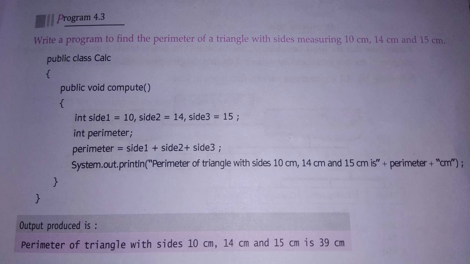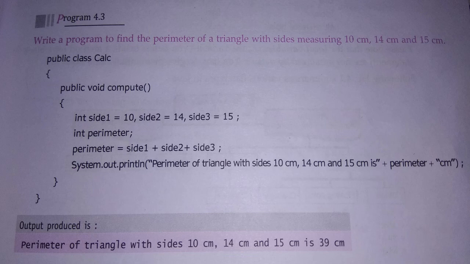But first of all, the joining operator plus. And then I want to give the answer in centimeter. So again, cm cannot be added directly, we will write it in message form only. So again we will write it in double quotes. Finally your output will be: perimeter of triangle with sides 10 centimeter, 14 centimeter and 15 centimeter is, as it is, till here. And then the value of perimeter after the addition of 10, 14 and 15, that is 39. And then centimeter as it is, because I wrote it in double quotes. Understood? This is your final output.